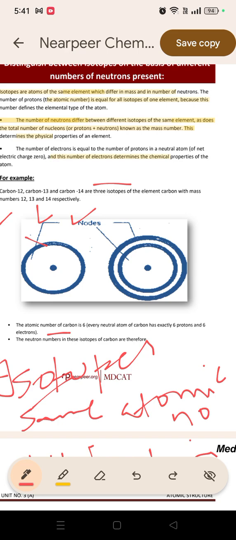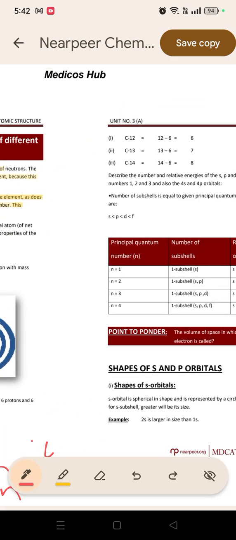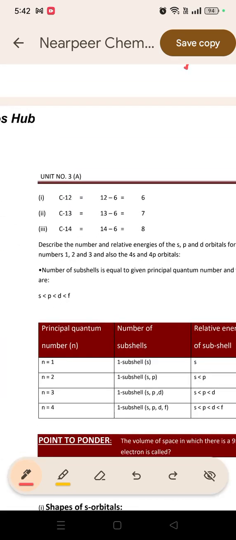But the neutron number in the isotopes of carbon changes. Carbon is taken as carbon 12, 13 and 14, but mostly it's 12, because carbon 12 is the most abundant. For carbon 12, 12 is the mass number and 6 is the atomic number, so 12 minus 6 gives 6 neutrons. For carbon 13, 13 minus 6 is equal to 7. For carbon 14, 14 minus 6 is equal to 8.